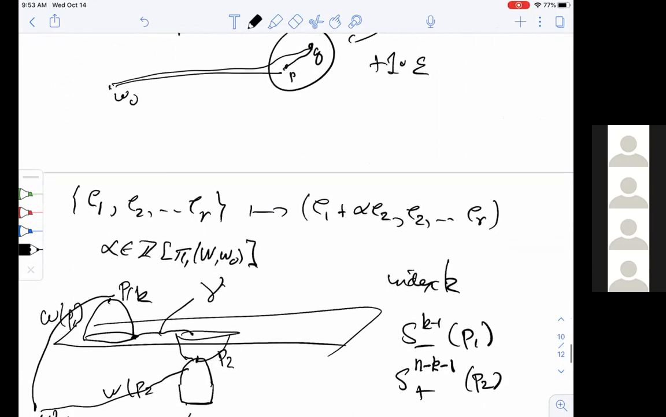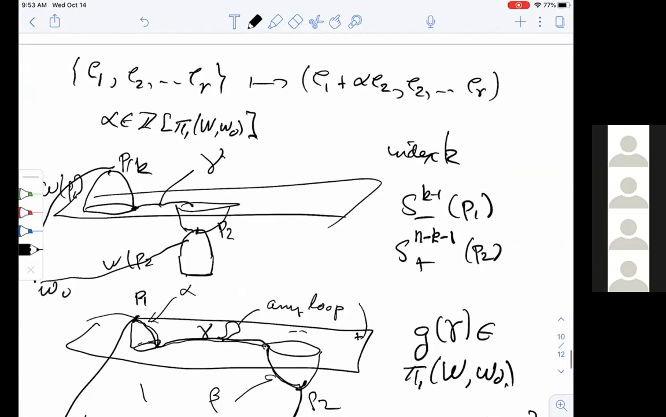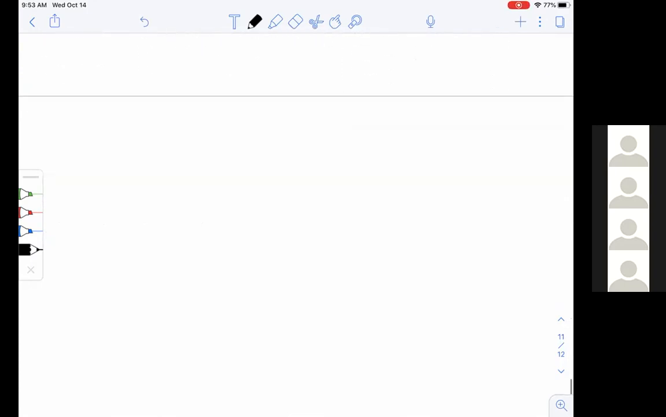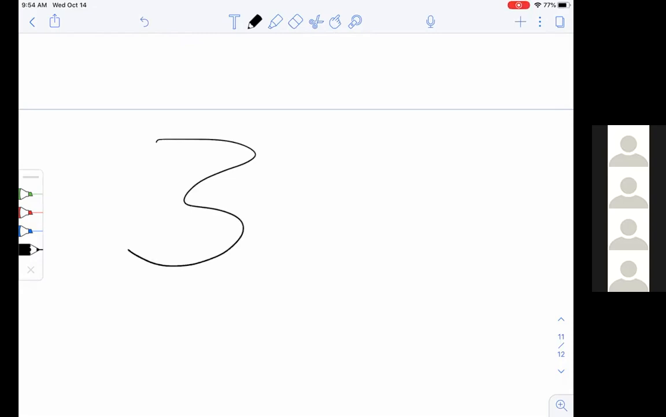Now it's time to cancel the handles. Oh my goodness, I only have 2 minutes to cancel the handles. All right, well, I'm gonna have to finish that next time. To cancel the handles, I'm gonna use the non-simply connected version of the Whitney trick. So I'll just tell you what we're going to do, and then I'll do it next time.